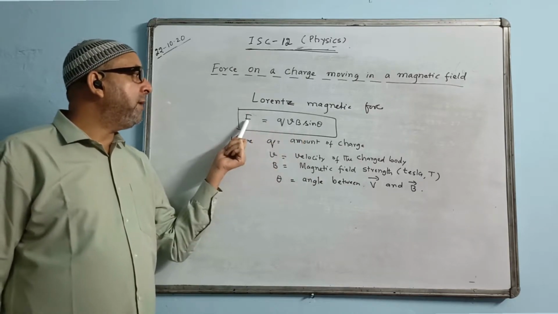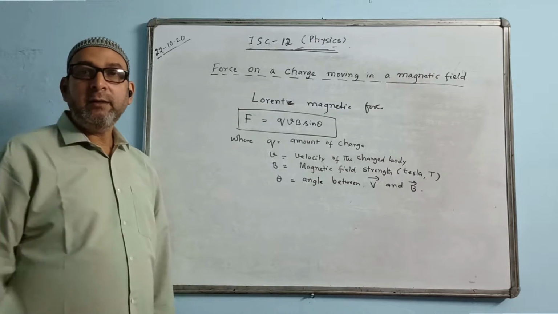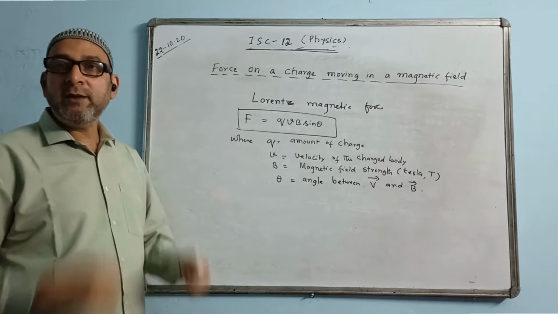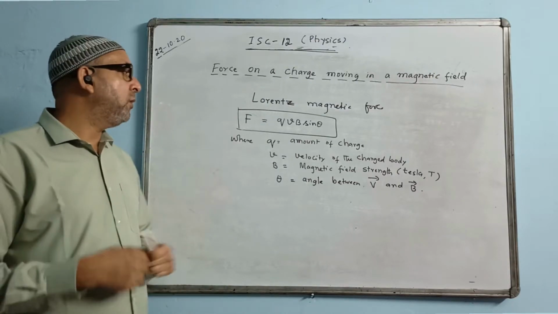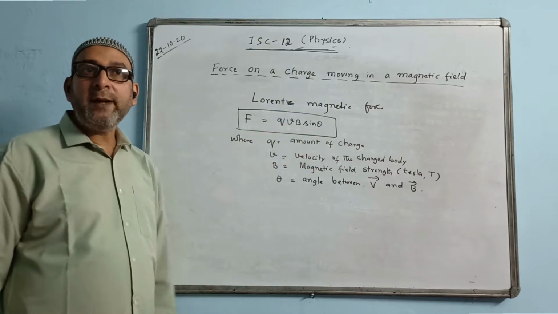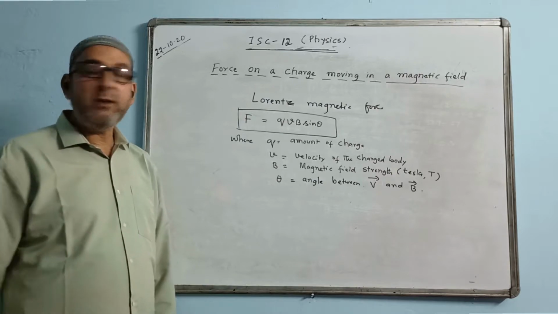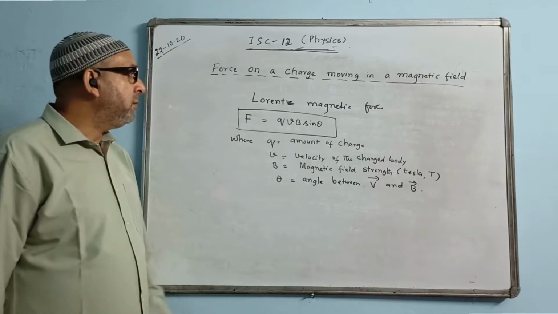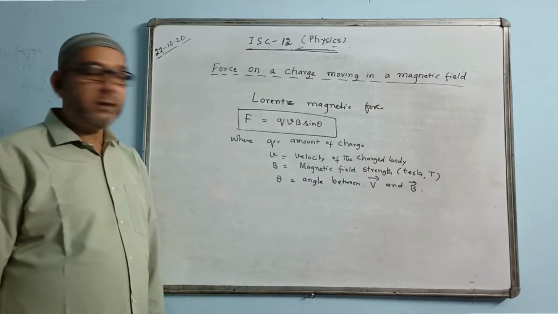And when will it be minimum? When theta is 0 degree or 180 degree, because sin 0 is 0, sin 180 is also 0. So when you put 0, the entire thing becomes 0. Then force will not be acting, the amount of force will be 0, and that force will be minimum in that case.